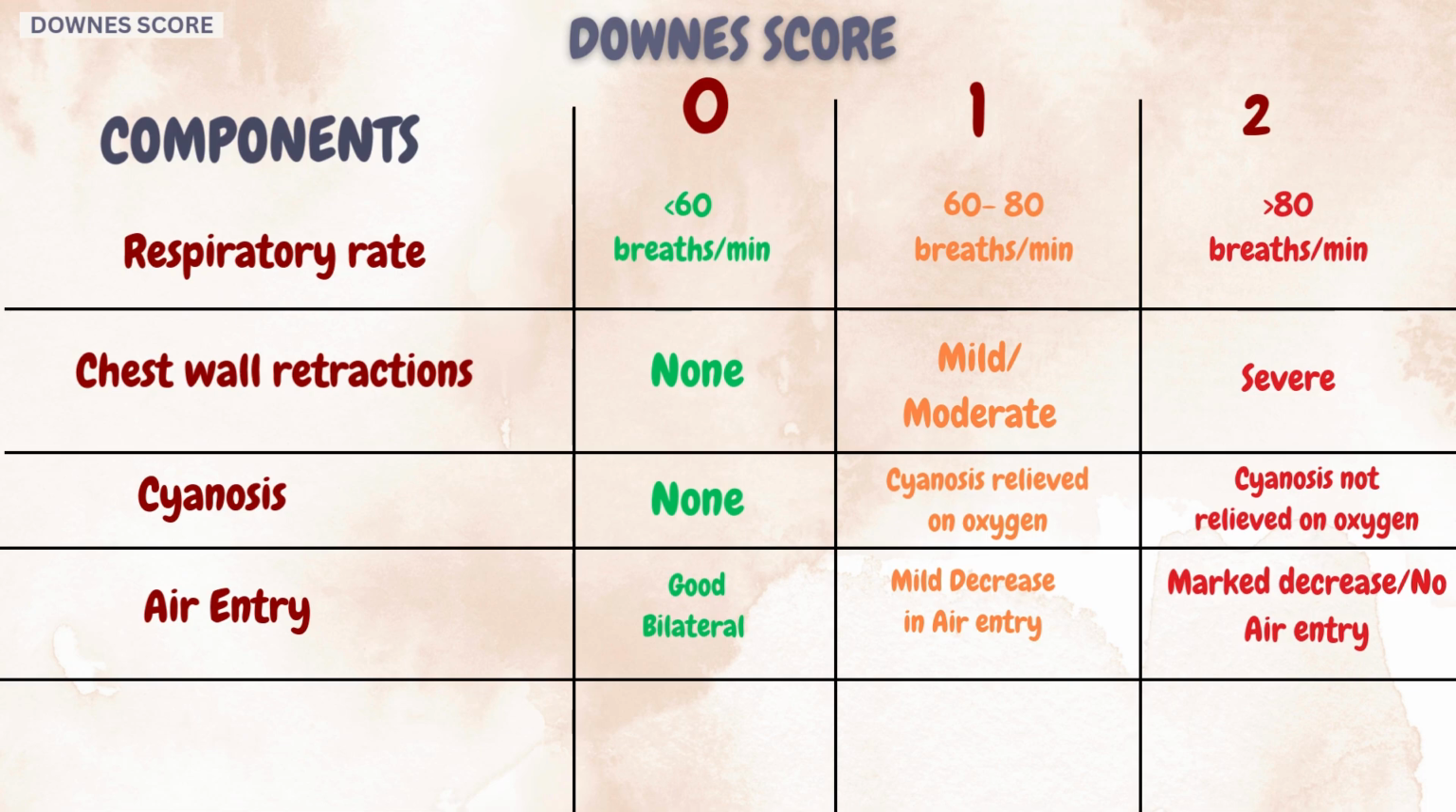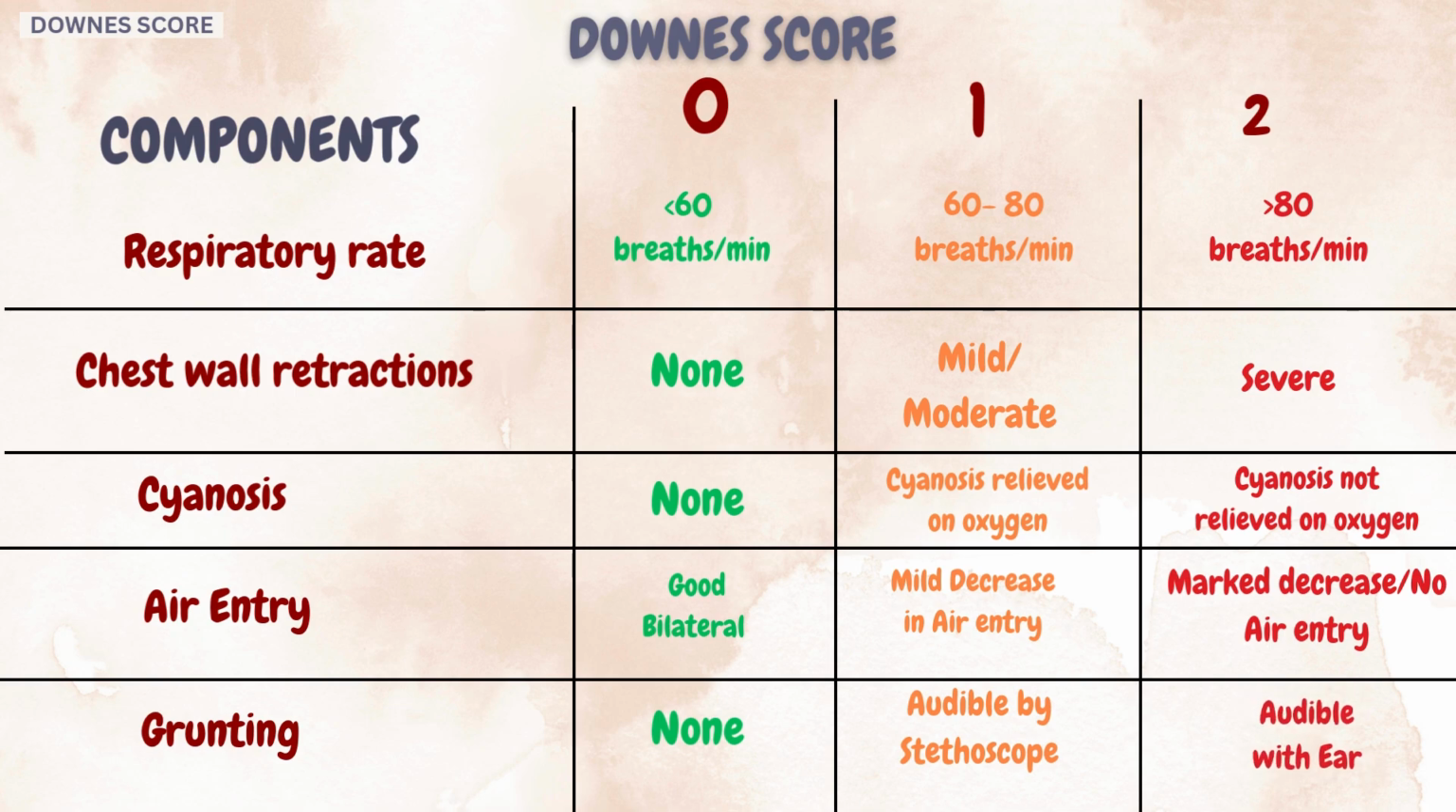The last component is the grunting. If no grunting is observed, score 0 will be given. If grunting is audible by using a stethoscope, score 1 will be given. And if grunting is audible with the ear, score 2 will be given to that newborn.